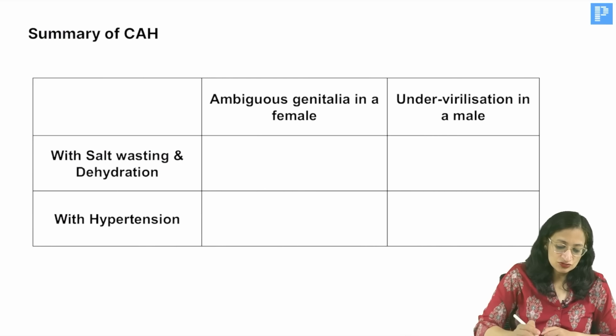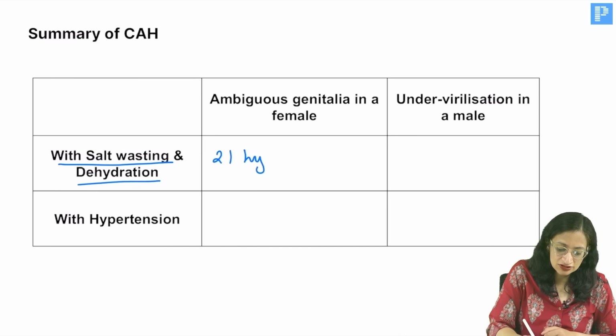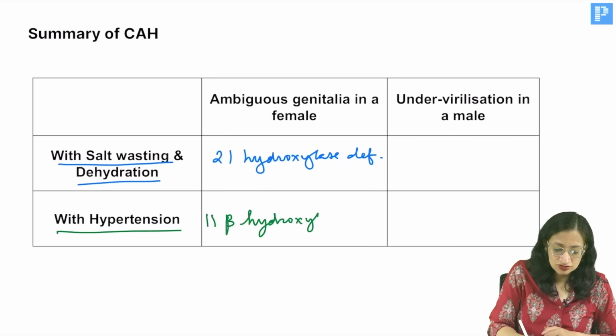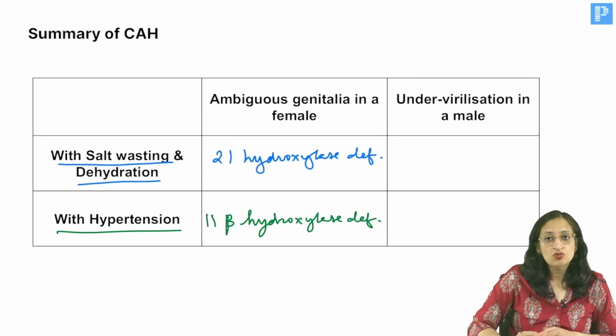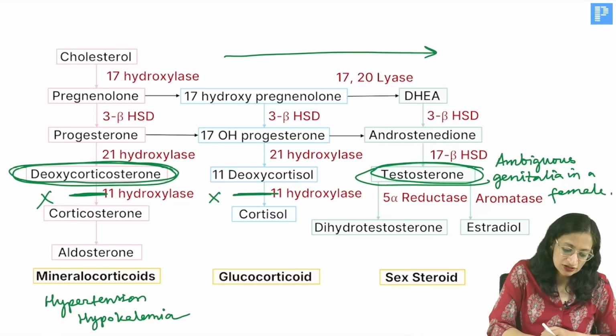So let us write down. Ambiguous genitalia in a female. If it is with salt wasting and dehydration, we suspect 21 hydroxylase deficiency. While if it is with hypertension, we suspect 11 beta hydroxylase deficiency, right? Now, what will happen if you are getting 3 beta hydroxysteroid dehydrogenase deficiency?